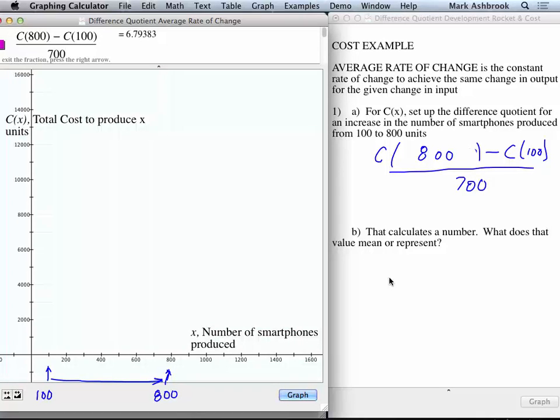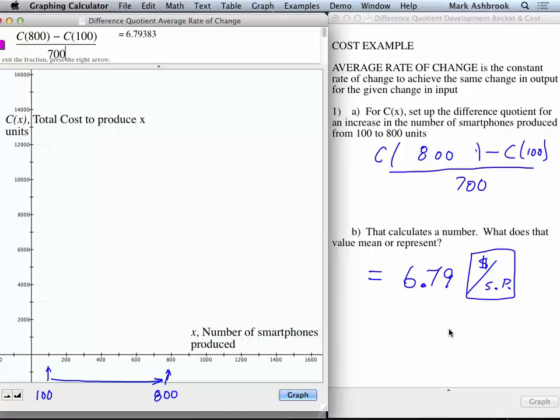So first of all, what would the units be on that number? If we calculated that, we get 6.79. 6.79 what? Dollars per smartphone. Right, because the numerator is the change in amount of dollars, and the denominator is smartphones. So change in dollars over change in smartphones. Therefore that unit has to be dollars per smartphone.